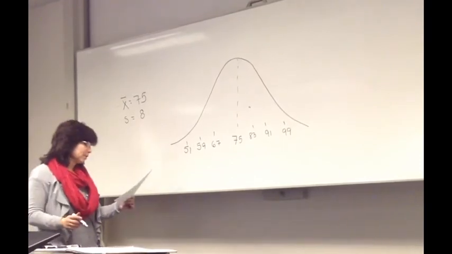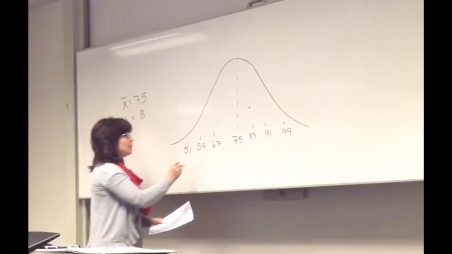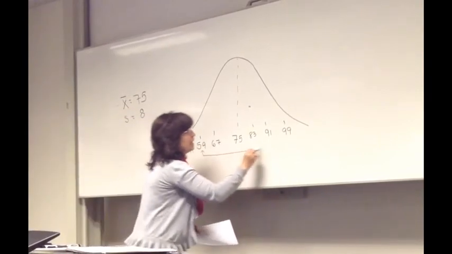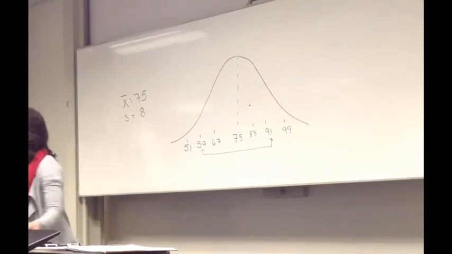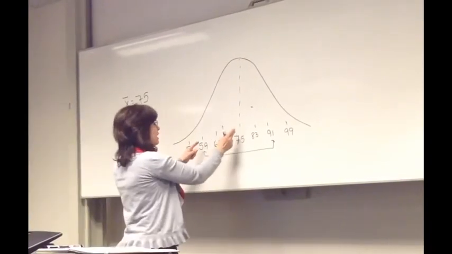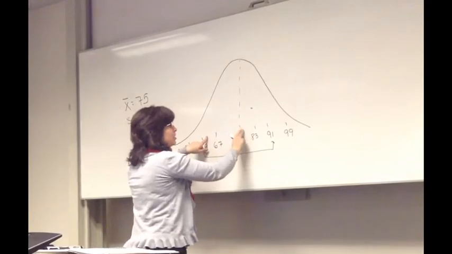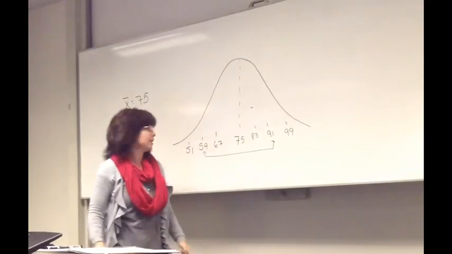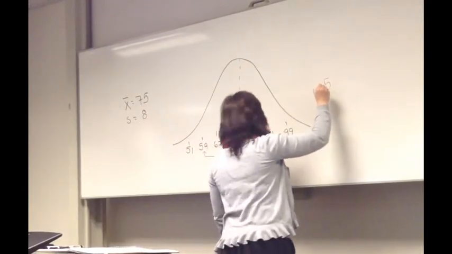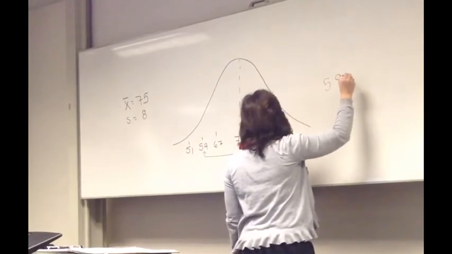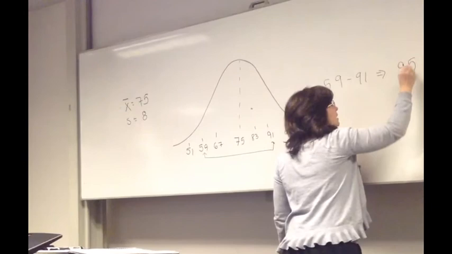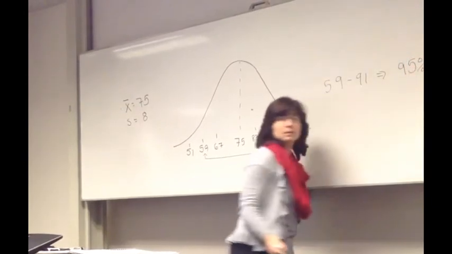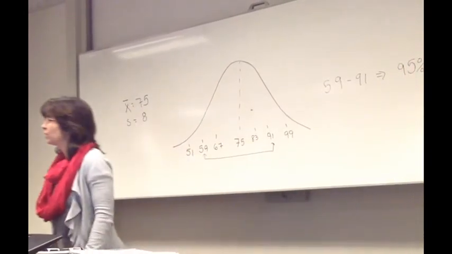So I want to know what percentage of grades were between 59 and 91. This is why you draw it, because you can see visually that you went down 2 standard deviations, you went up 2 standard deviations. You know what percent of data falls within 2 standard deviations? 95%. Okay? Questions?